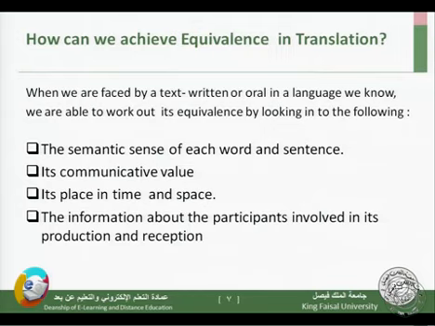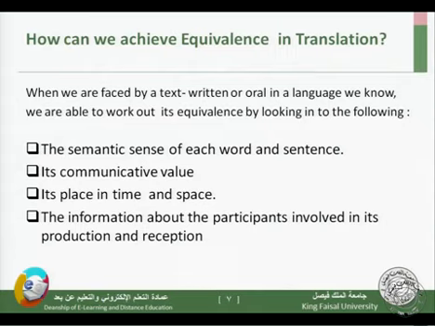Now we come to the key word of Bell's definition, equivalence. And it is very important, equivalence. How can we achieve equivalence in translation? When we are faced with a text, written or oral, in a language we know, we are able to work out its equivalence by looking into the following.